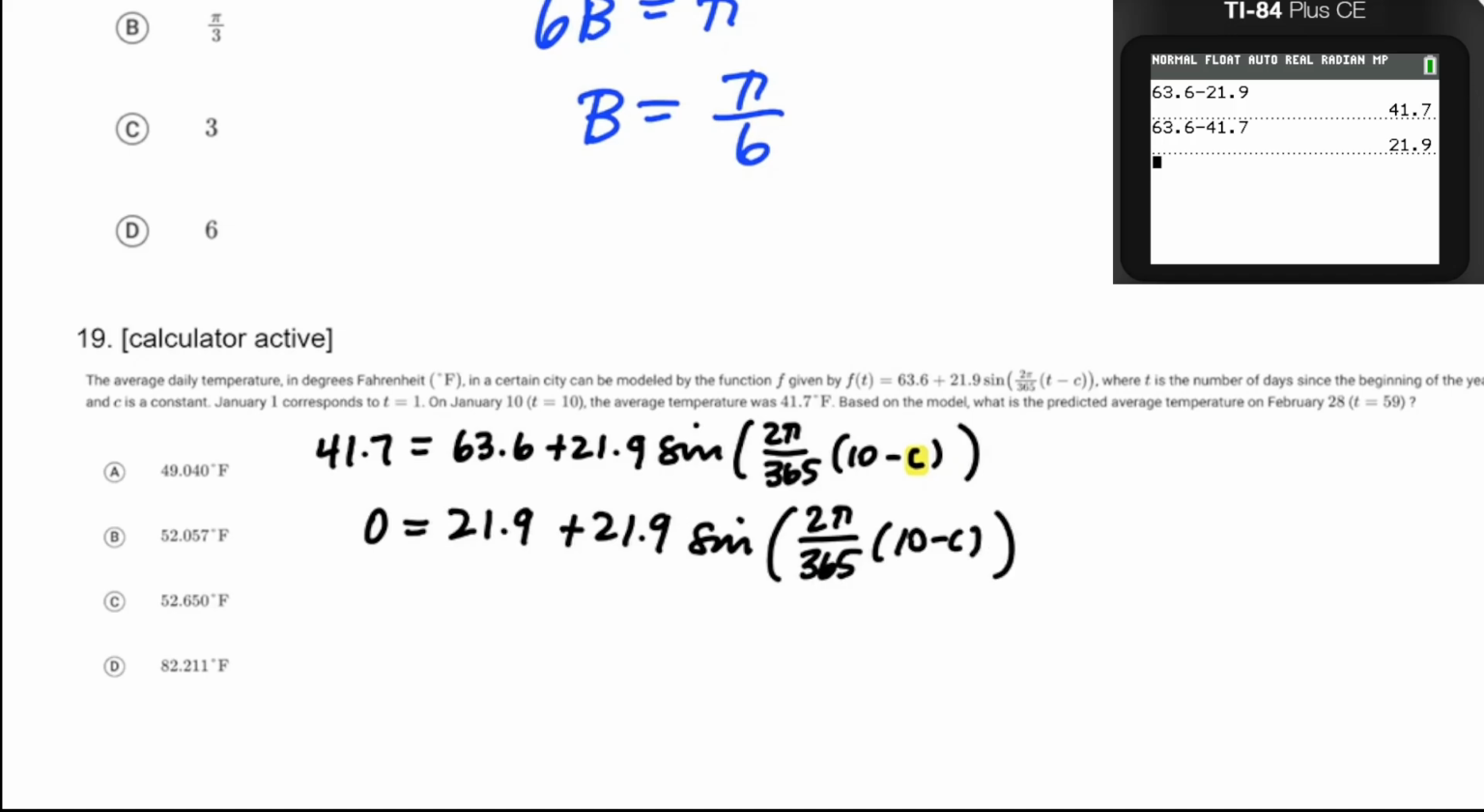Now, I might try the equation solver, but first I'm going to try it the old way. I'm going to go in here, clear out whatever I had before, and graph 21.9 plus 21.9 times the sine of, call for a fraction bar, 2 pi over 365 times 10 minus, okay, I don't need to type in c, I'm going to type in x because I'm interested in solving that equation. That'll give me an x value.